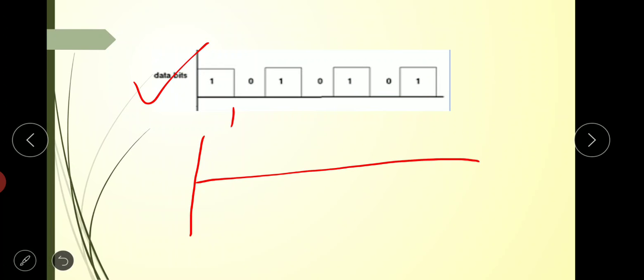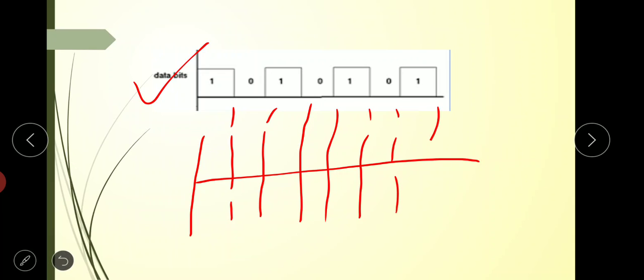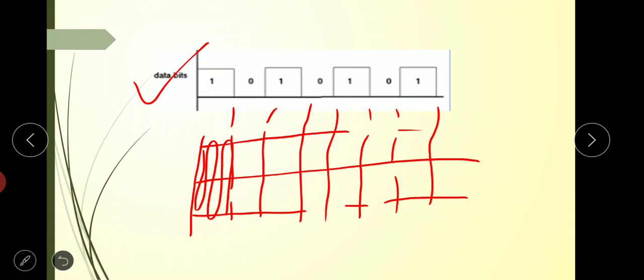So just draw the dotted lines. Then for 1, draw the waveform close enough. For 0 it is wider. Then for 1 it is close enough, like this. Okay, you can understand, draw it properly. Here it is not possible to draw.